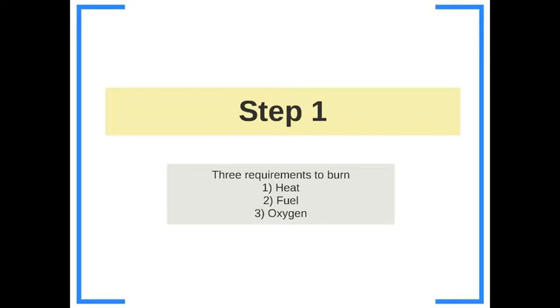For the first experiment, the goal is to determine the requirements needed for an object to burn. As you can already see, I have listed heat, fuel, and oxygen as the necessities. Now I will be demonstrating why these requirements are needed for an object to burn.